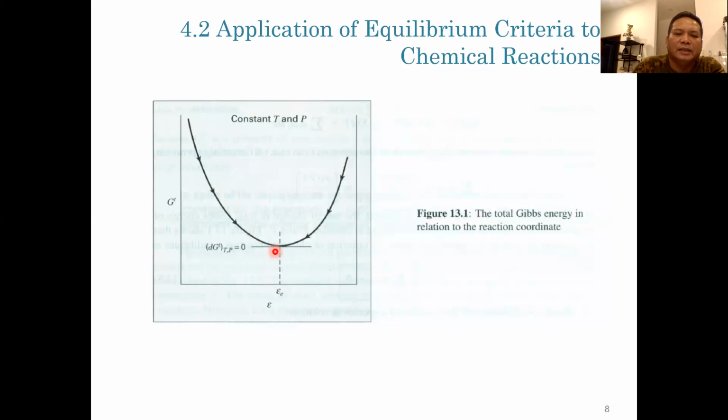So for example, from this part here, delta G is positive, I'm sorry, very high. So it tends to reduce until it becomes the lowest, where it reaches equilibrium.